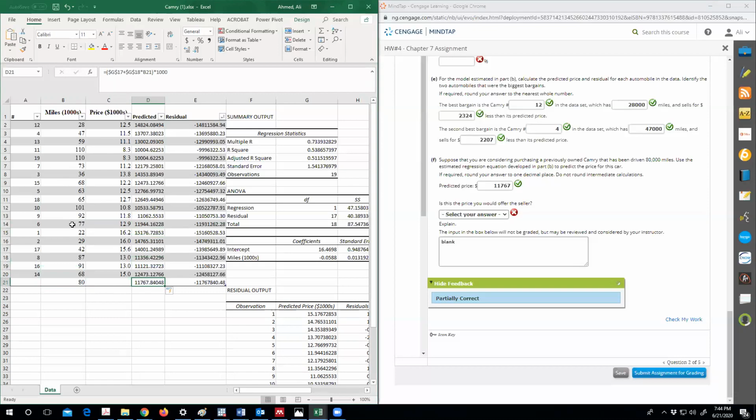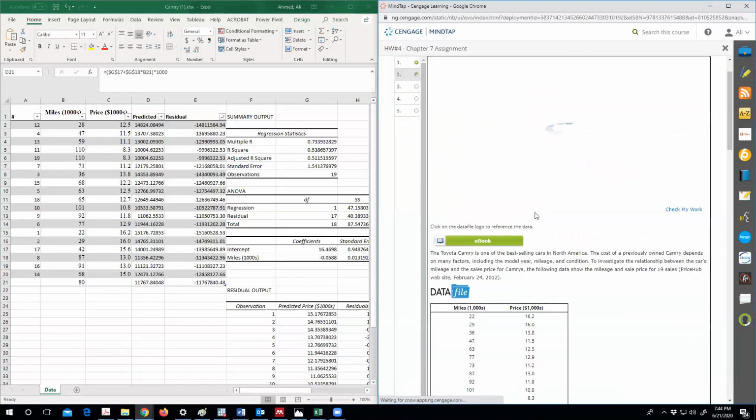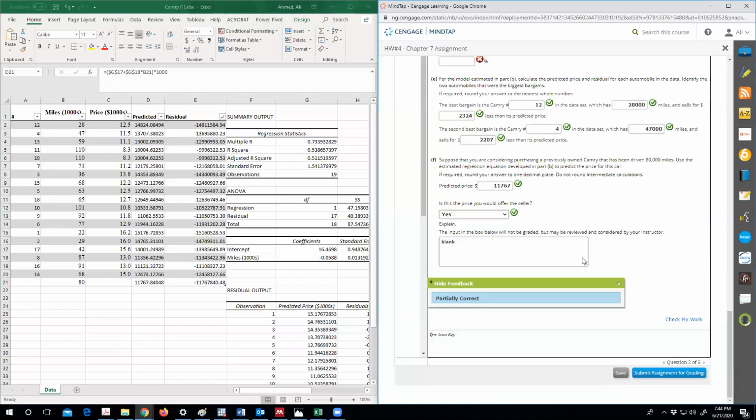So for 80,000 miles, you are predicting less, so that would be a good price to offer. And then you can also give the same explanation with the same reasoning that we just said, because it's still less than for 77,000 miles, which we have as the example.